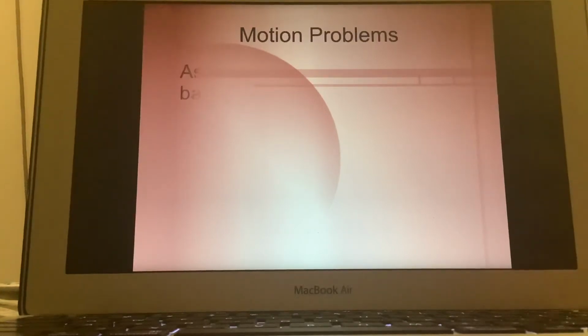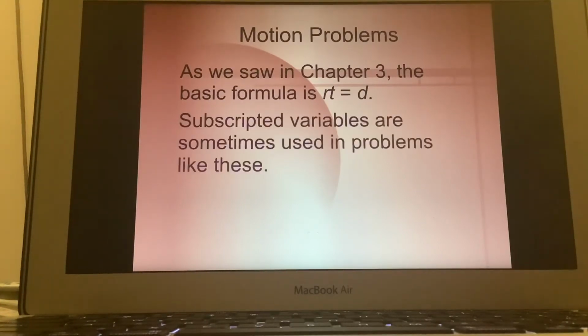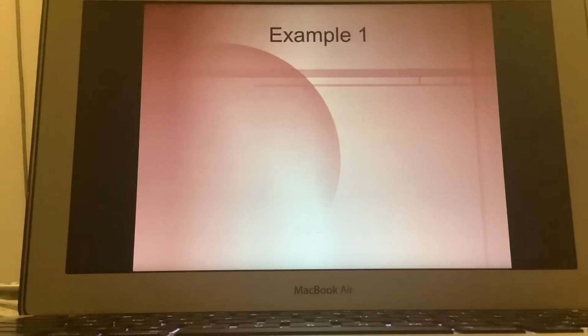These motion problems, as we saw in chapter 3, the basic formula for the motion problems is rate times time equals the distance, or distance equals rate times time. The variables are sometimes used in problems like these. Let's take a look at our first example here. If you look in your textbook, you're going to have to follow along with your book on page 308.